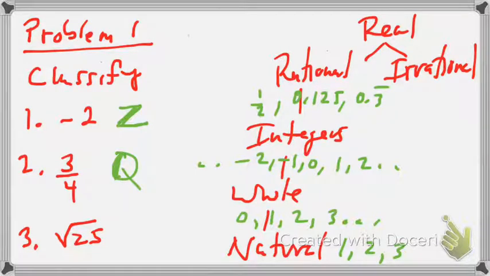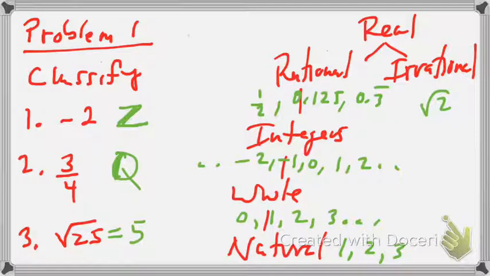Alright, the last one, square root of 25. So you may be tempted to say the square root of 25 is irrational, because remember we said pretty much the square root of any number is irrational, unless that number is a perfect square like 25. The square root of 25 is 5. So we know it's 5.